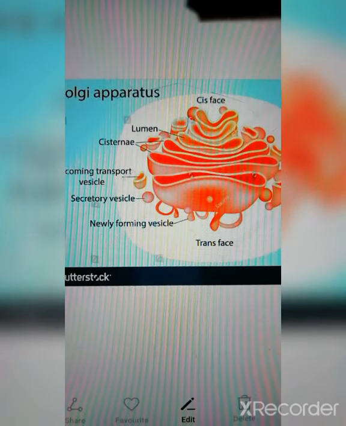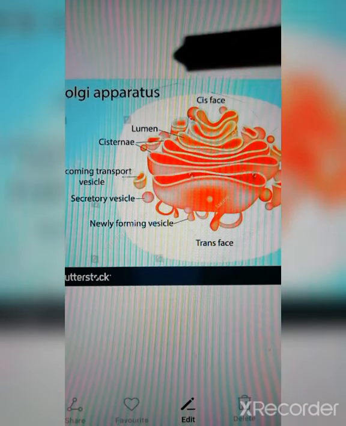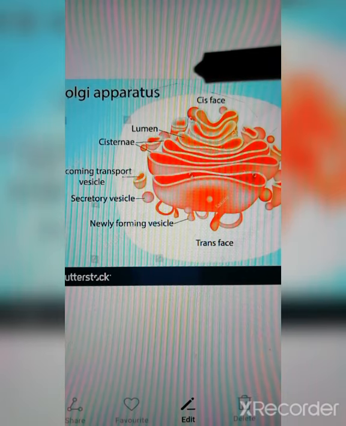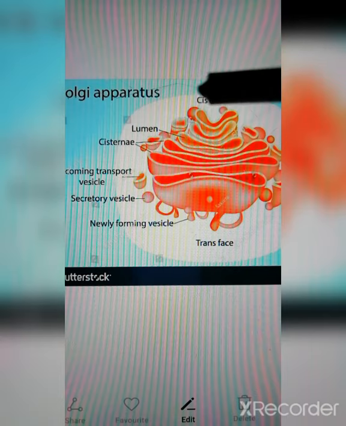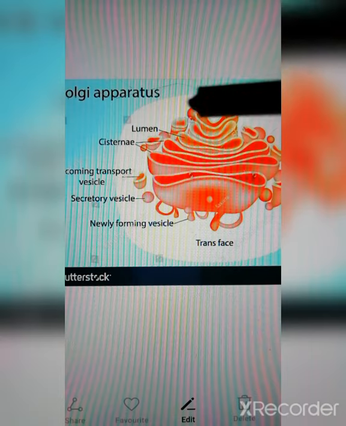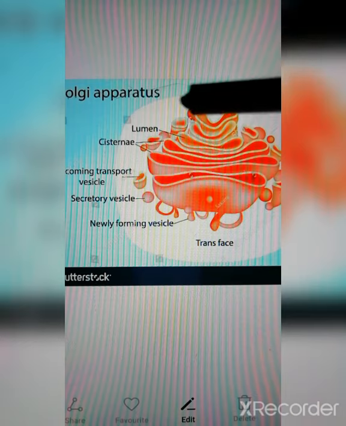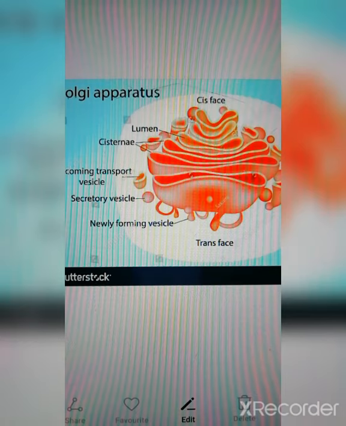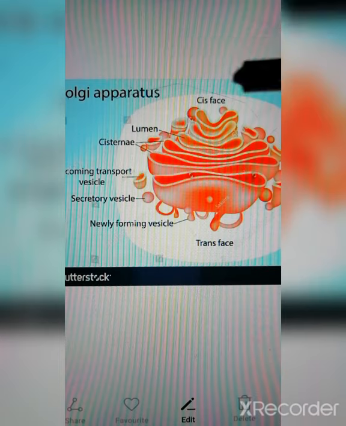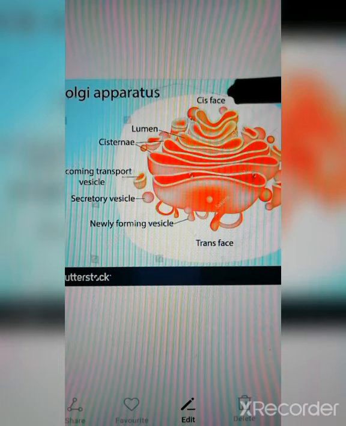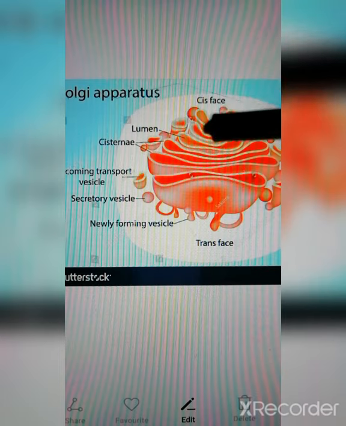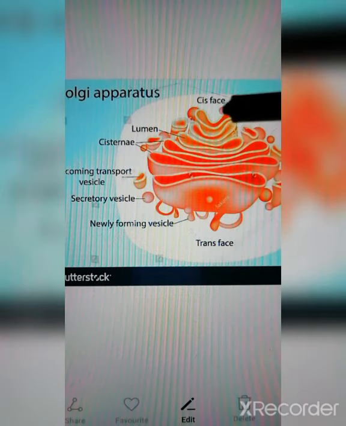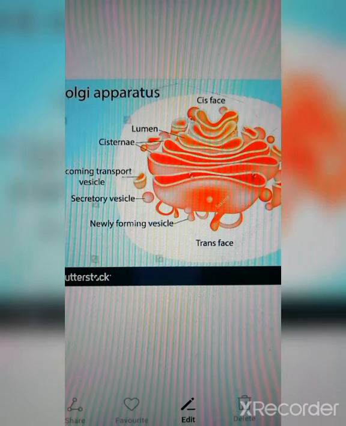So friends, this is the Golgi complex or Golgi body. Camillo Golgi was a scientist who observed this with the help of a compound microscope in the year 1898. Even though Camillo Golgi observed it with a compound microscope, a clear figure of it can only be seen with the help of an electron microscope.